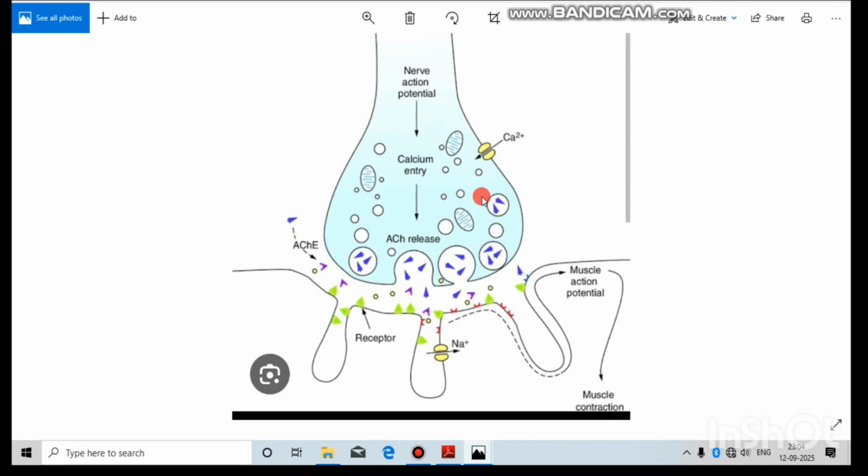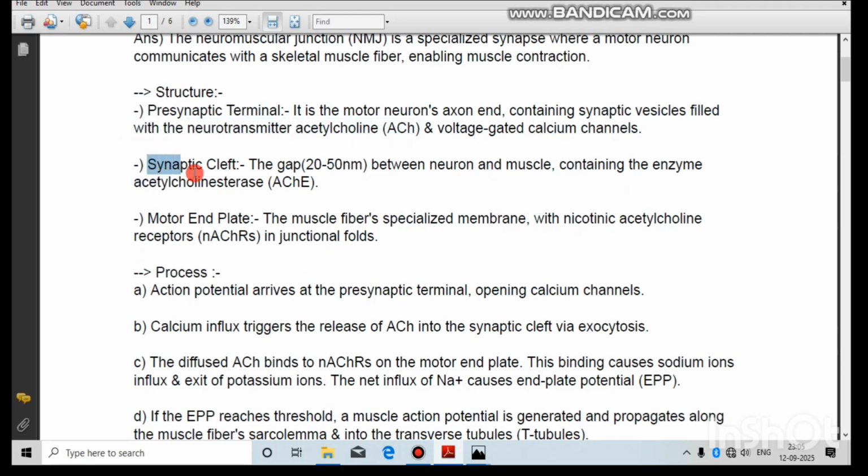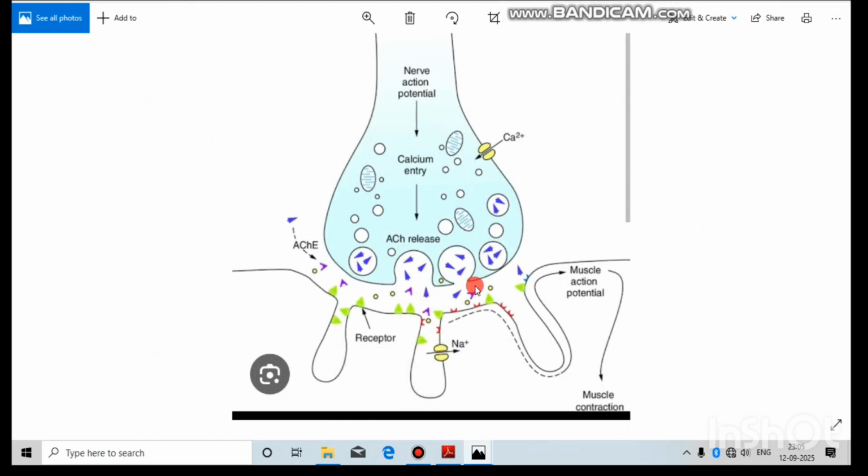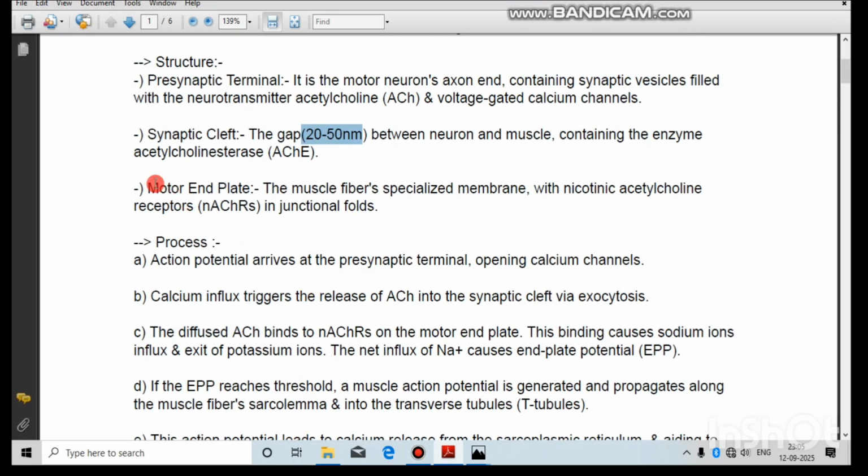The second thing we find in the presynaptic terminal is the voltage gated calcium channel. Here we have the voltage gated channel, that is nothing but the calcium channel, through which calcium will start entering the presynaptic terminal. The second part of this structure is the synaptic cleft, that is nothing but the gap between the neuron and the muscle. That gap is around 20 to 50 nanometers, as you can see here in the diagram.